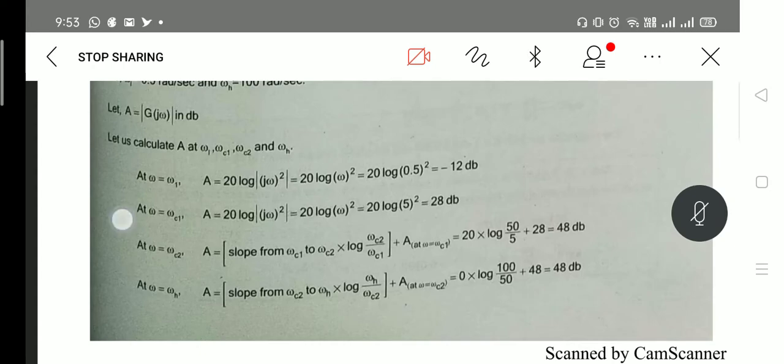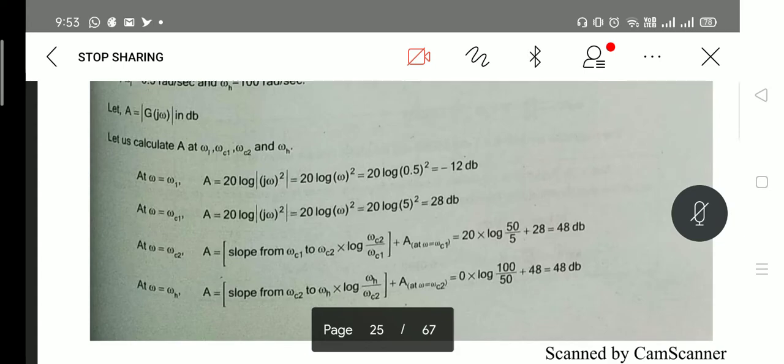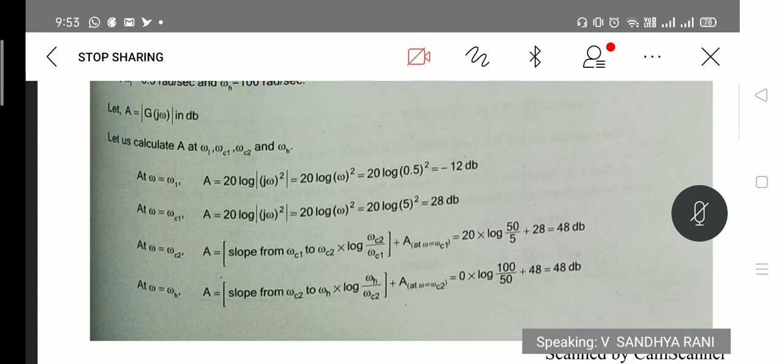The corner frequency is 0.5, magnitude is minus 12 dB. The corner frequency is 5, the magnitude is 28 dB. The corner frequency is 50, the magnitude is 48 dB. The corner frequency is 100, the magnitude is 48 dB. These are the magnitudes at different corner frequencies.